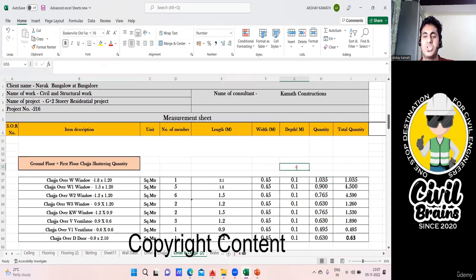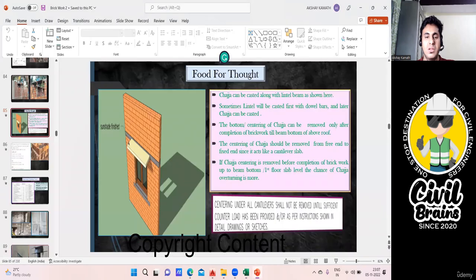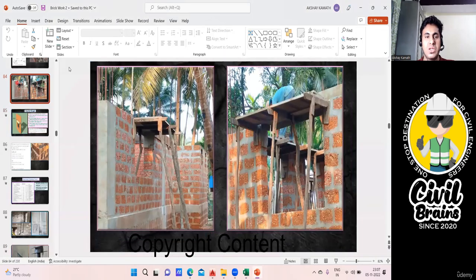I'll explain here for one shuttering. First, plus, open the bracket. First, you take the length. Length is how much? 2.1. Length, I'll multiply by the width. Width is how much? 0.45. Closed. Okay. So this I'll multiply by 0.45. Done. Close the bracket. Length times width, the bottom is done.